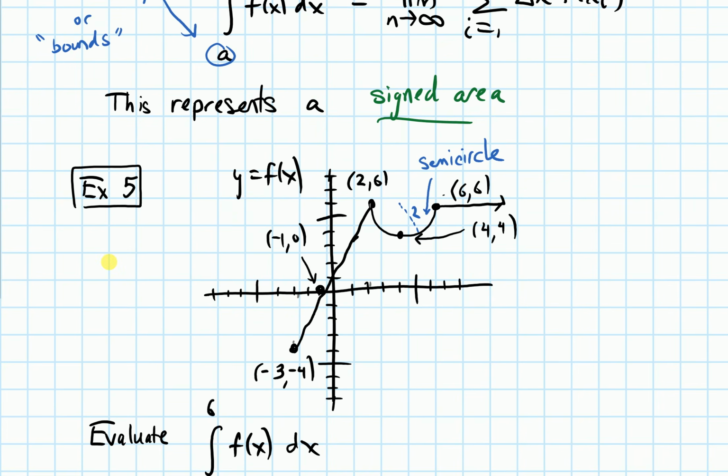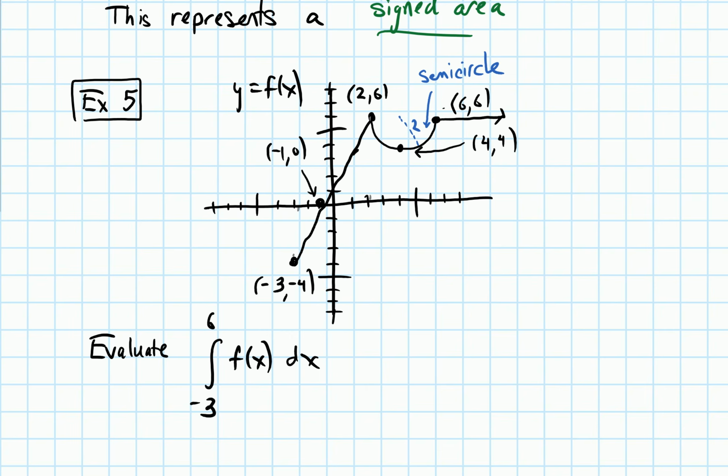Let's suppose that we have the following example. I have this function, which consists of a straight line segment from (-3, -4) all the way to (2, 6), and then the semicircle portion, and then a straight ray off to the side, horizontally. I want to evaluate the definite integral from -3 to 6 of f of x dx, which means I want to figure out from the point where x is -3 to the point where x is 6, what's the area under the graph? But with definite integrals, we think of them as signed areas. So let's talk about what that means.